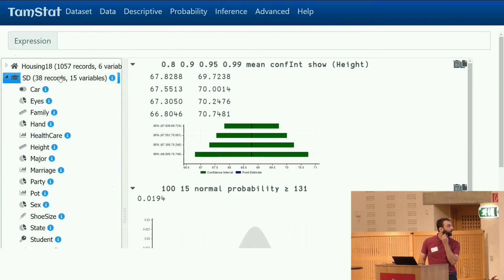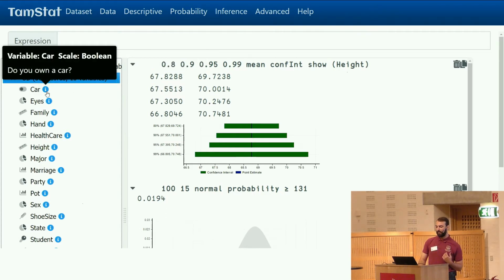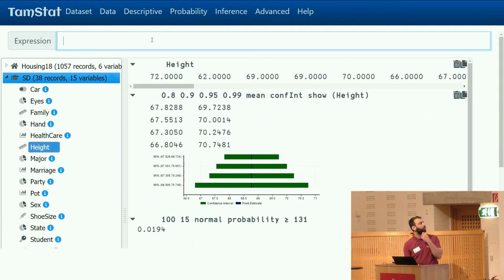So the default selected data set is the student data set, and that's information from Stephen's class of 2016, things like, do you own a car, what color are your eyes, and we're going to be looking at the heights. So these are all of our heights.